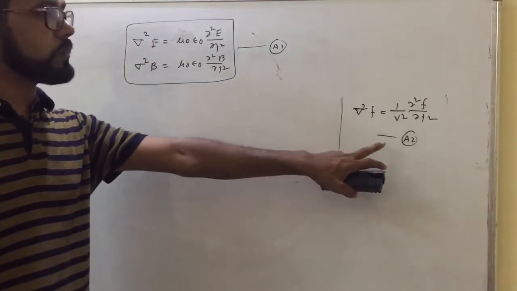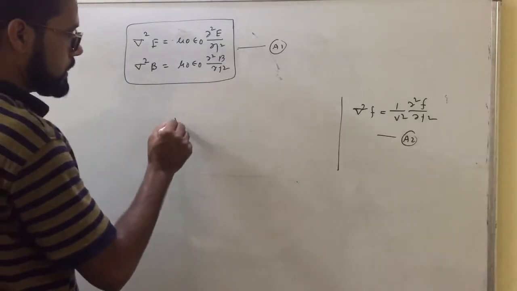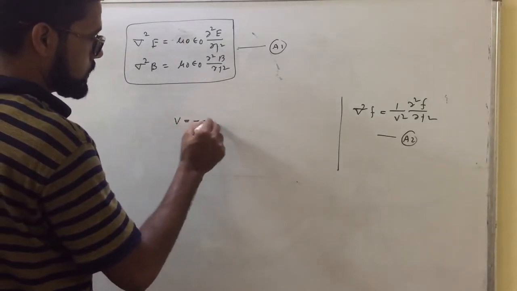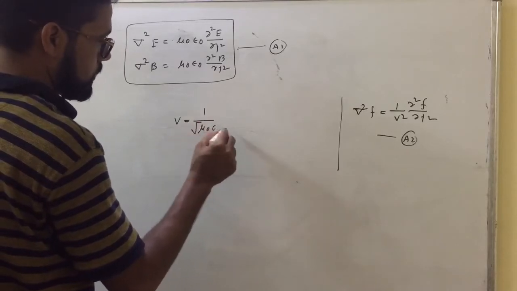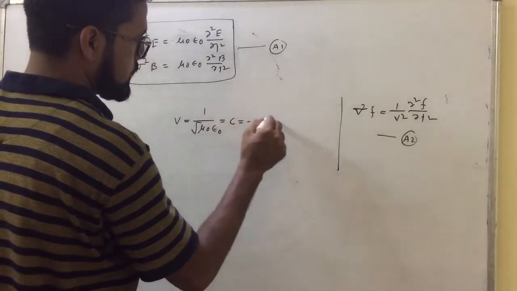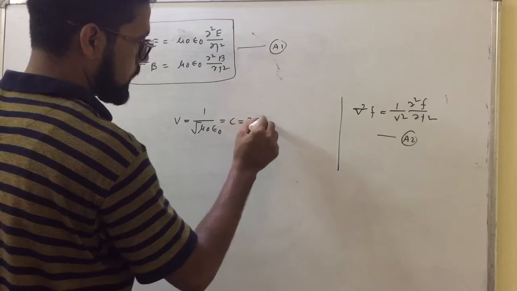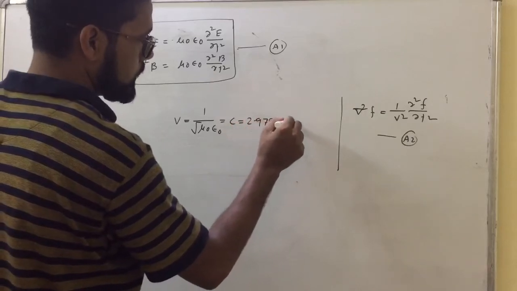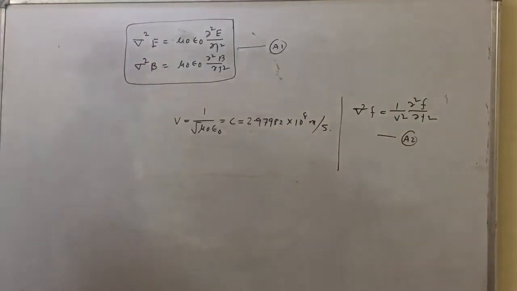So if you compare equation number 1 and equation number 2, then V equal to 1 by under root of mu naught epsilon naught, and this is represented by C. This is the velocity of light, 2.99792 into 10 to the power 8 meter per second. Okay, this is the velocity of light.